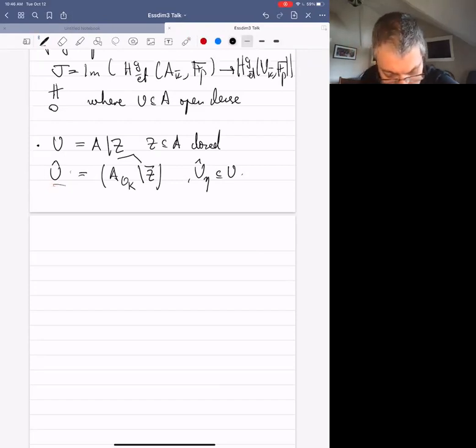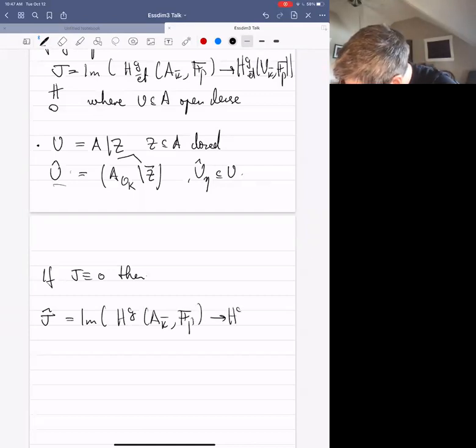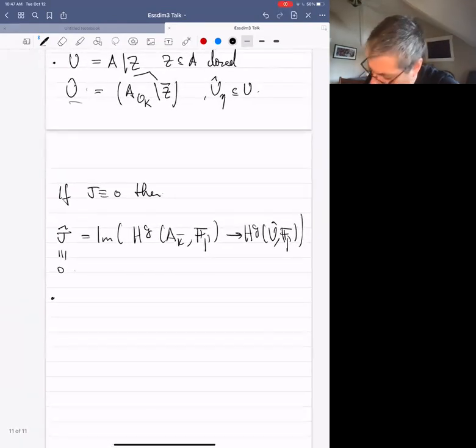Okay. So the point is that if J is 0, if this image is 0, then a fortiori, this thing I'll call J hat is 0. So far, nothing really has happened. I mean, you can just ignore this step if you don't like it. Okay, so then this is 0. All right, now something will happen.